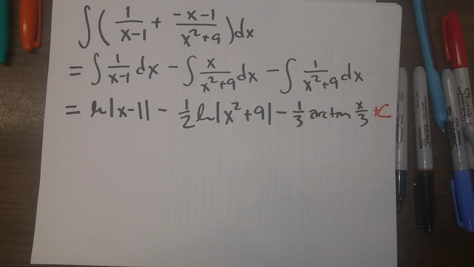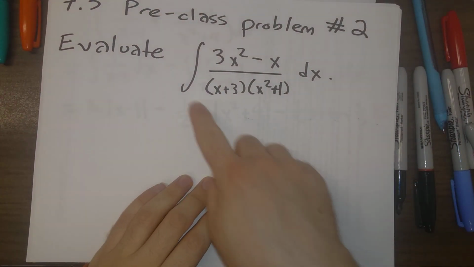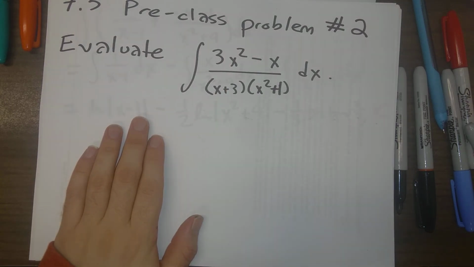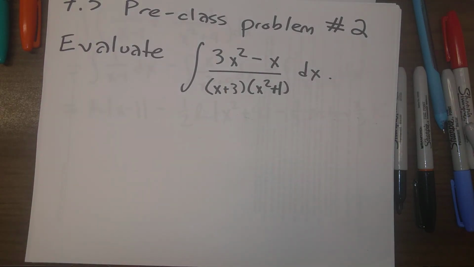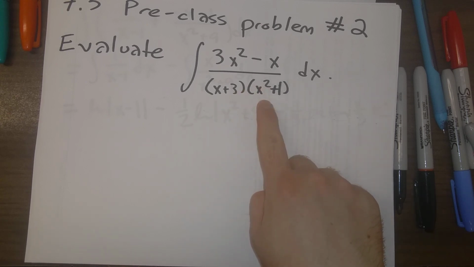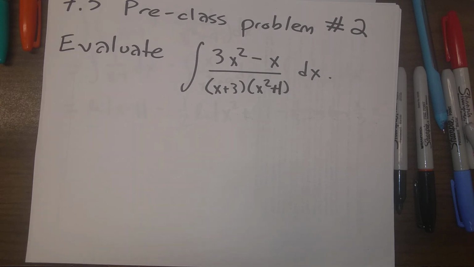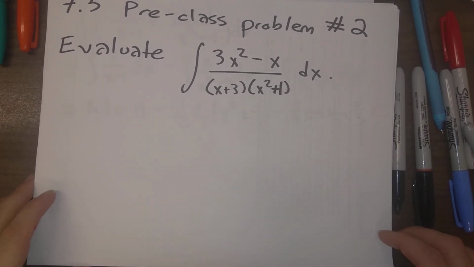That's how you do this kind of problem when you have an irreducible quadratic factor. To have you practice with this, I want you to evaluate the integral of 3x squared minus x over x plus 3 times x squared plus 1. There's an irreducible quadratic factor, so you want to set it up in the way that we just did for this problem.